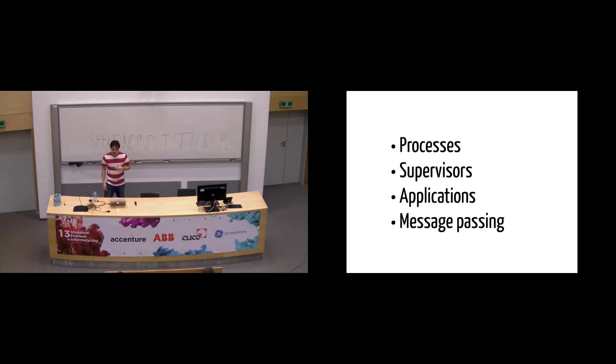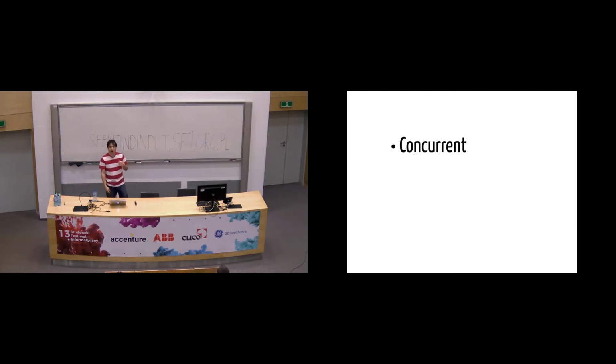So if we're talking about idioms, we've learned a bunch of interesting new words, right? That we can already see how they affect how we think about software. We are now talking about processes. We are talking about supervisors, applications, message passing. And we are gaining interesting properties. So we're now thinking about concurrency because those processes are all running at the same time, okay? We say now that we can fail fast.